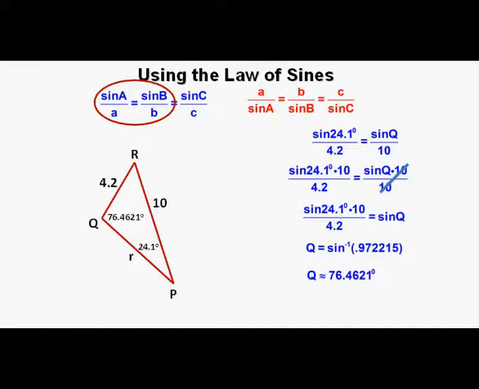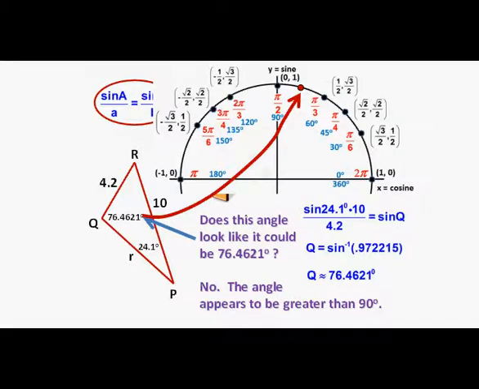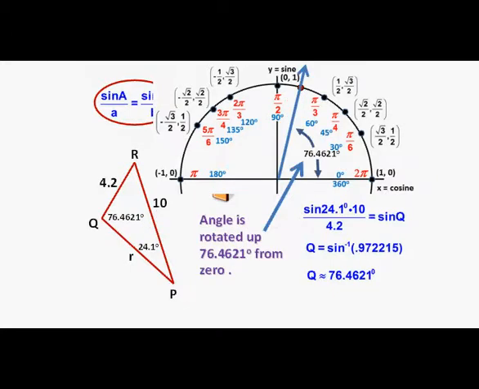Now, I have a question. I don't know if any viewers have the same question, but does this angle Q look like it could be 76.4621 degrees? No, it doesn't. The angle appears to be an obtuse angle, which would be greater than 90 degrees in measure. We get to this point on the unit circle by rotating up 76.4621 degrees from 0 at the right of the unit circle.